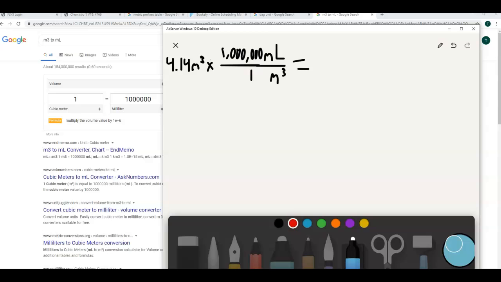But if you'll notice, everything cancels out. We're left with milliliters. Looks like I don't have to do anything else. So let's just do the math. 4.14 times a million. 1, 2, 3, 4, 5, 6. So that's 6 zeros and a 1. And I get a relatively big number. Let's put this in black. Let's see, 4, 1, 4 and then 4 zeros.